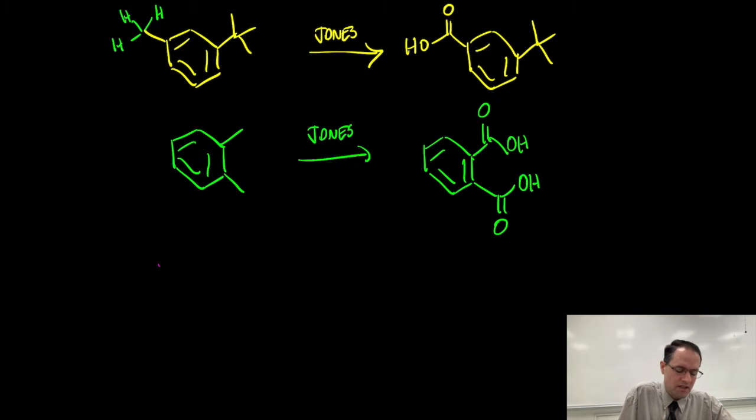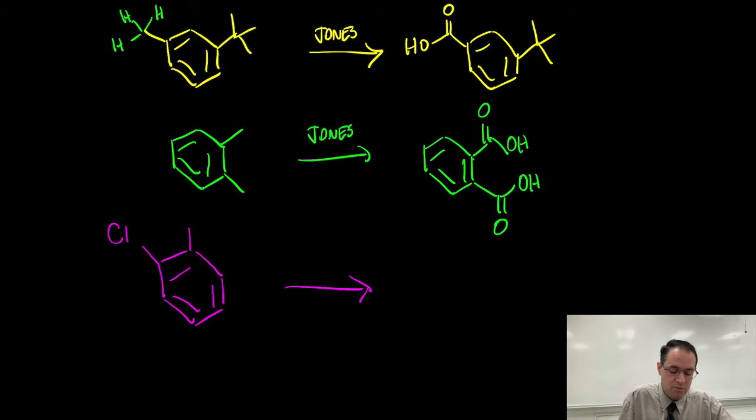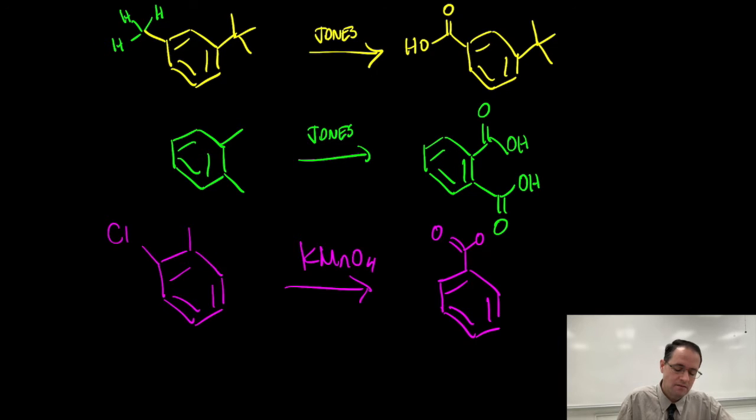So if we have something like this guy here, we'll put a chlorine over here, we'll put a methyl going up, and we treat this with potassium permanganate. Okay, we'll form ortho-chlorobenzoic acid. So we're modifying that benzylic position. We're oxidizing it from just a methyl group or an ethyl or something like that, all the way up to the carboxylic acid. So that's quite useful.